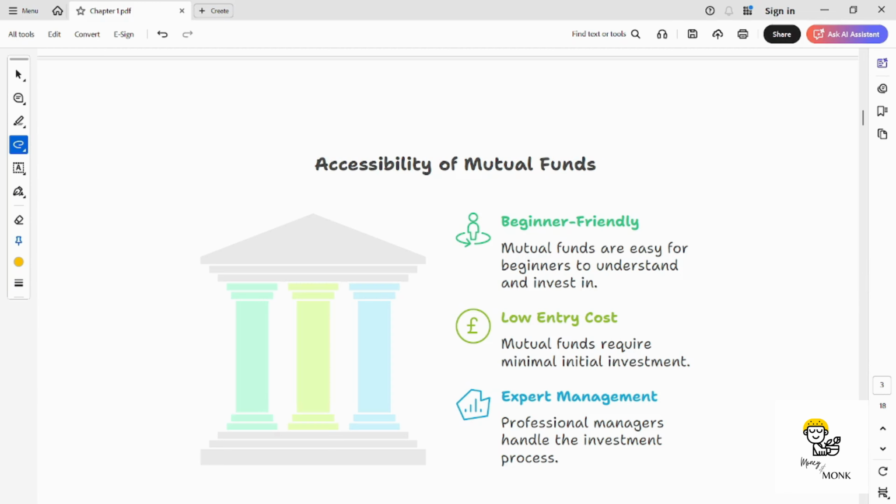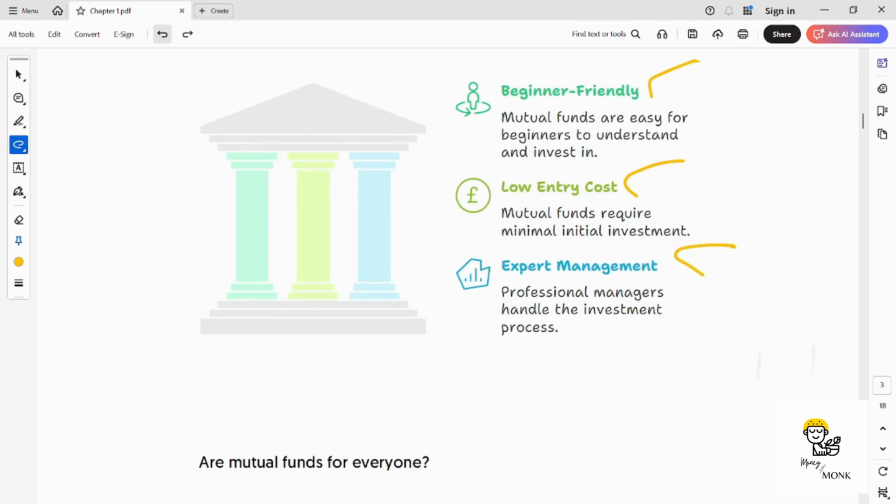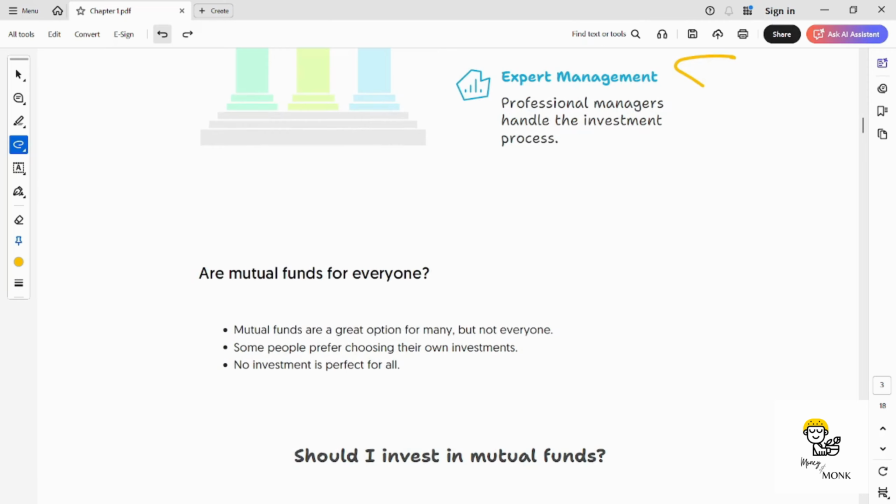Okay, accessibility of mutual funds. Looking at this little diagram here, this can be a good thing to remember: beginner friendly, low entry cost, and expert management. Throughout the course, you will see different little diagrams or charts helping you to understand and retain this information.